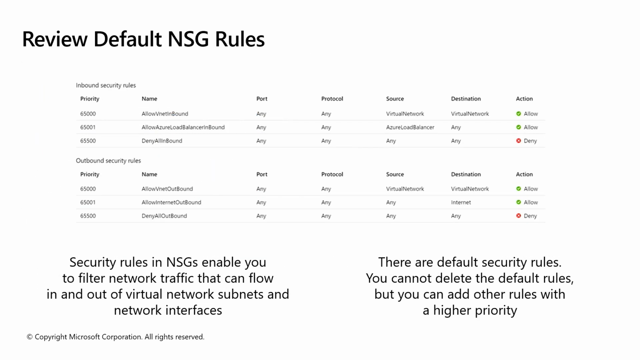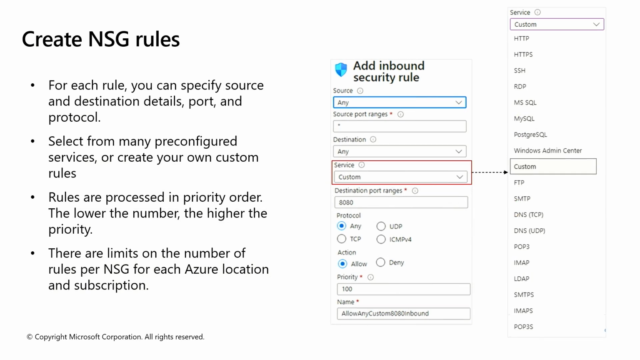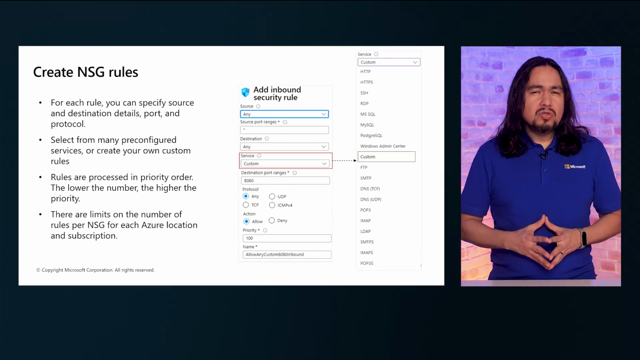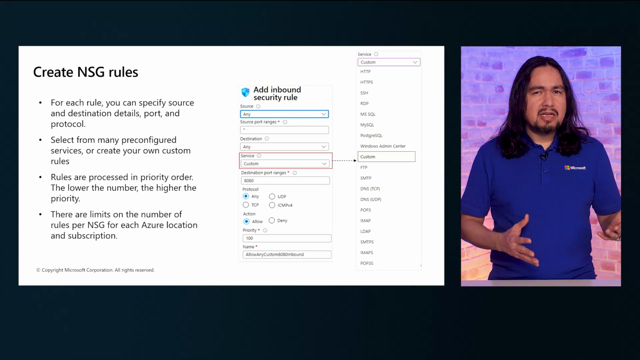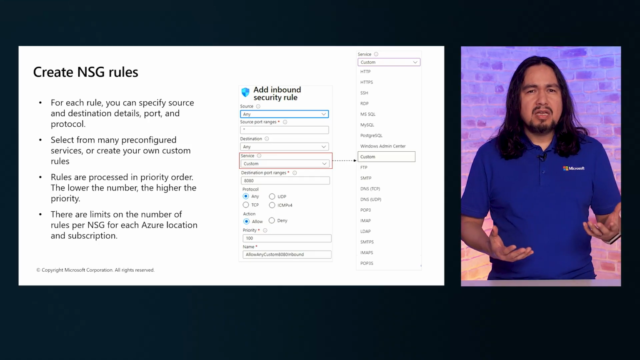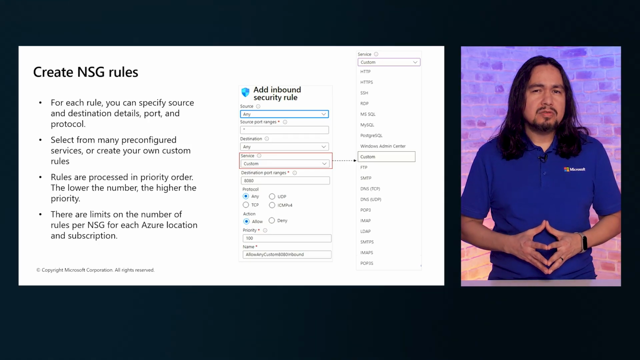At the NSG level, you're going to see that we have some default rules, both for inbound and outbound connections. These rules cannot be deleted, cannot be changed, but we can override these rules by creating higher priority rules for either inbound or outbound connections. For your custom rules, you can specify the source and destination details like IP and port, and also protocol. You can choose from many pre-configured services like SMTP, RDP, HTTP, or you can create your own custom rules.